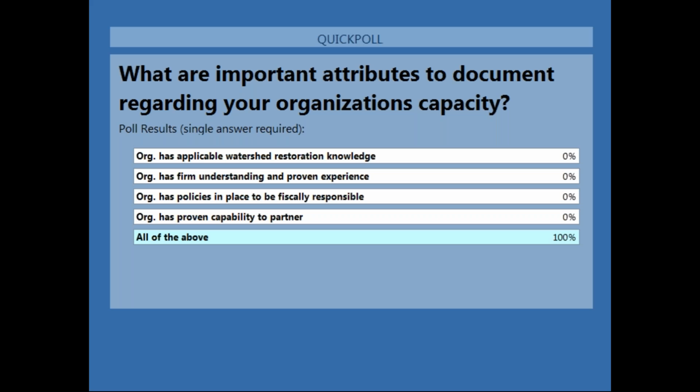Wonderful. The answer is all the above. It's important that we see these attributes come across in the application. It really tells us a lot about your organization, its staff and board, and its broader constituents and partners in watershed restoration within your community.